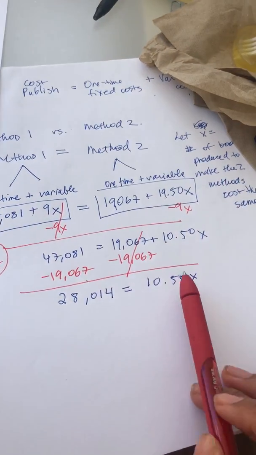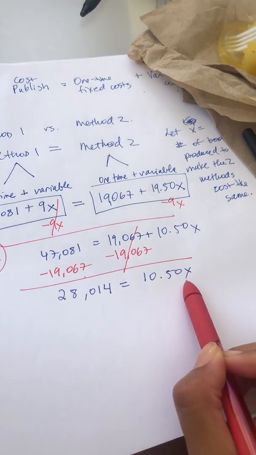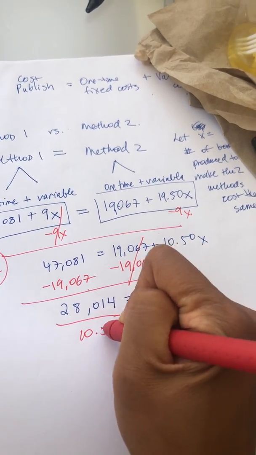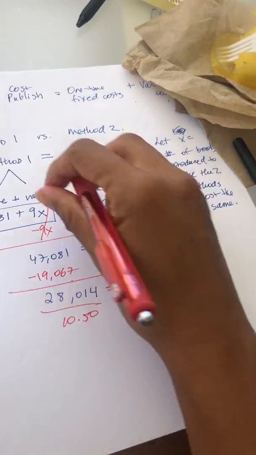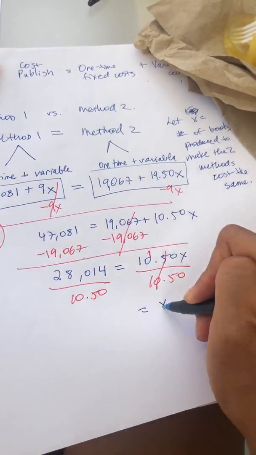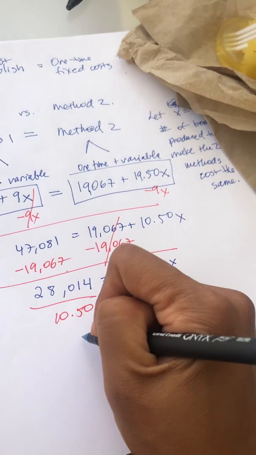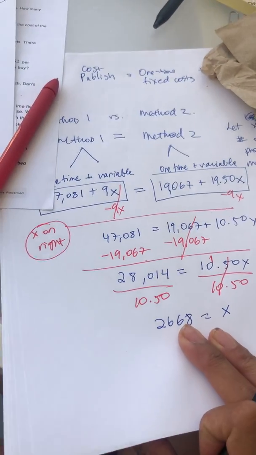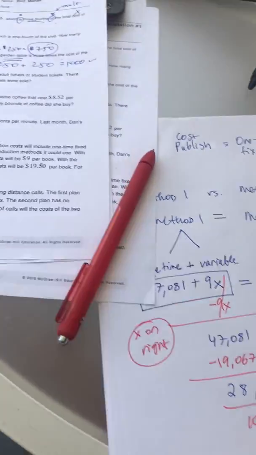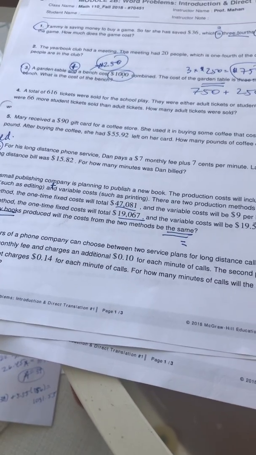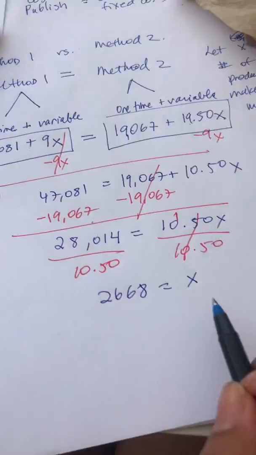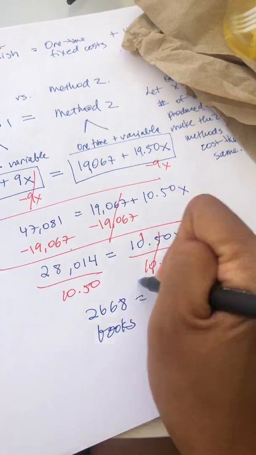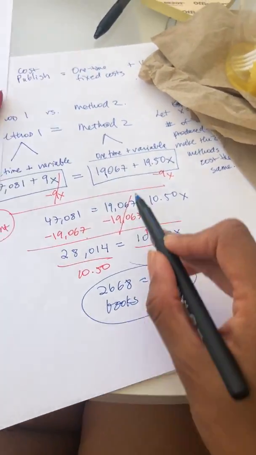Now I need to solve for x. I'm going to divide by the coefficient of x. The coefficient is 10.50, so that becomes a coefficient of 1. I get 1x is equal to 2,668. All right, so now we answer the question. The question is, how many books produced will the cost from the two methods be the same? So x stands for what? It stands for books. It's the number of books produced where method 1 will equal method 2.